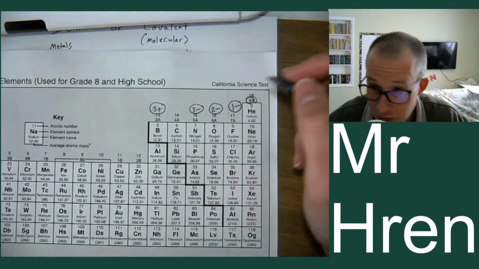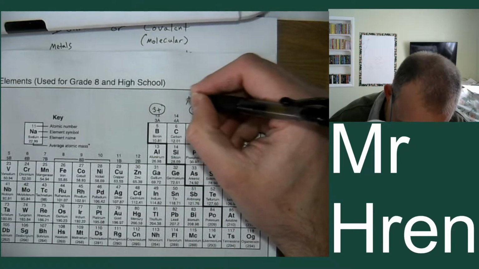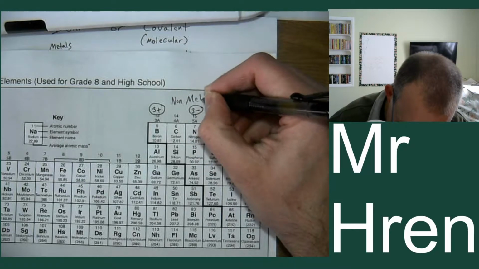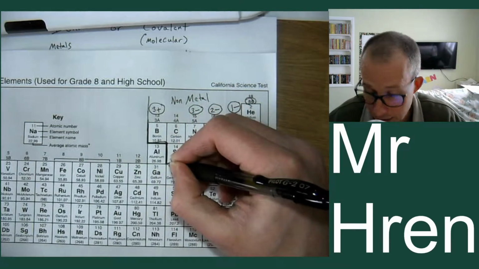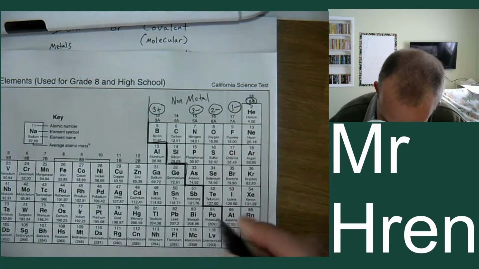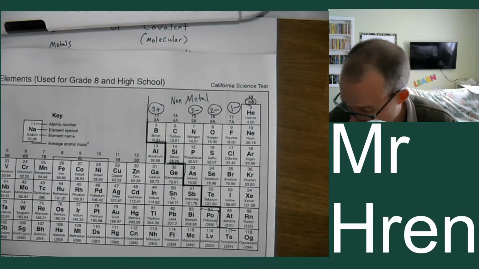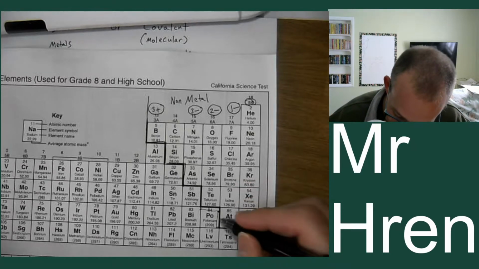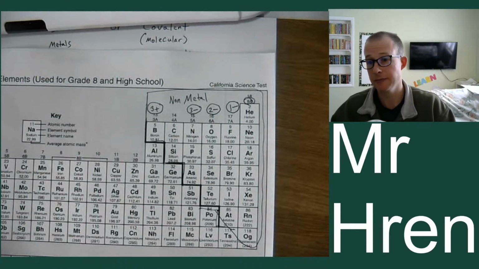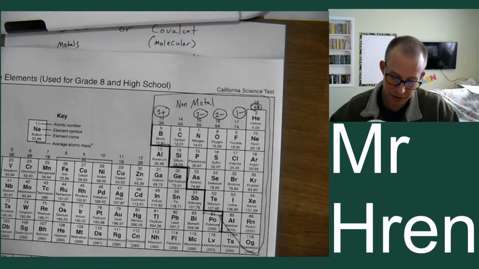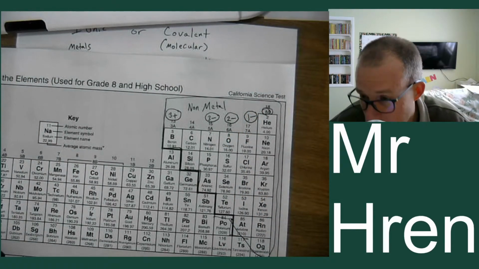Now remember, we've said this before, but we'll say it again. This whole stair-step line is called the metalloid line. Everything to the right of it we're going to say is a non-metal. There are a few things that are metalloids, which have properties of metals and non-metals, but for the simple purposes of this idea, we're just going to keep it like that.